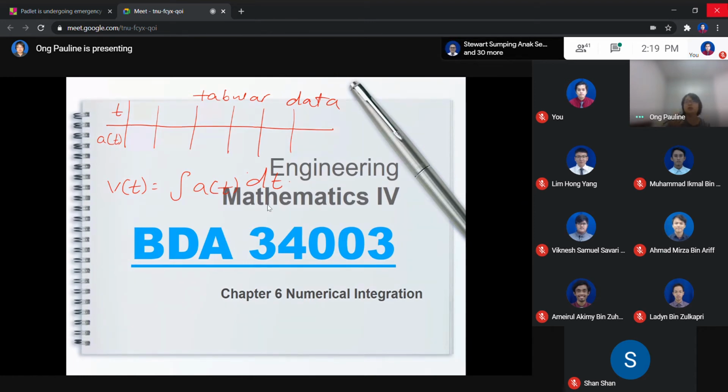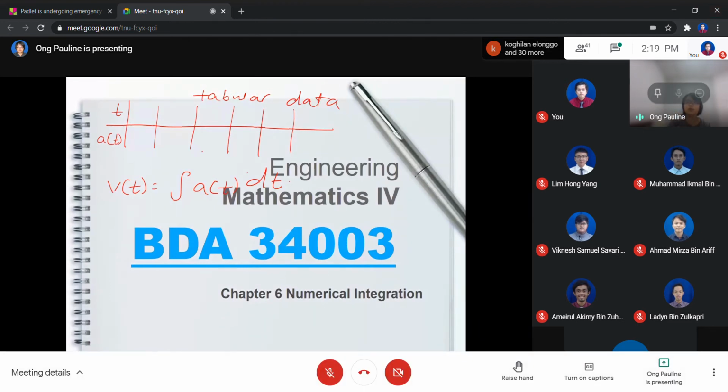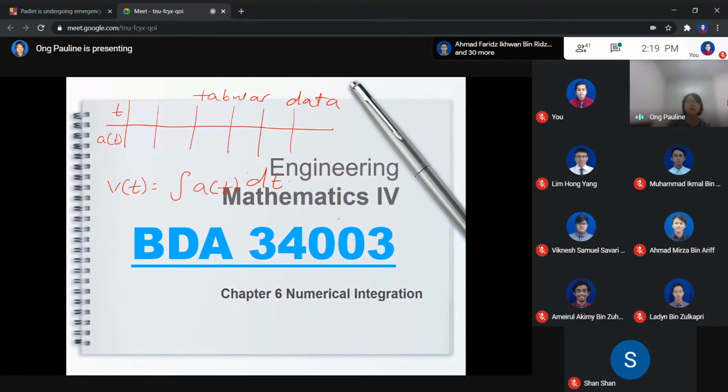We still can integrate the data if we know how to make use of numerical methods. So this is the second reason why we need some extra knowledge of numerical integration instead of using calculus. Because if you want to make use of calculus, you need to know what this function a(t) actually is, either it is, let's say, t squared plus 1, then only you can perform the integration. So this is the reason that we want to learn numerical methods for integration.